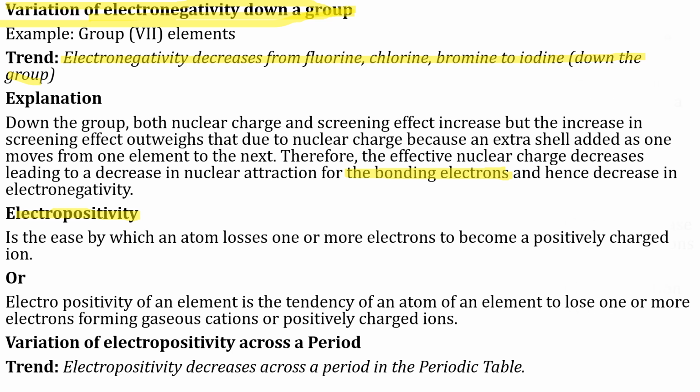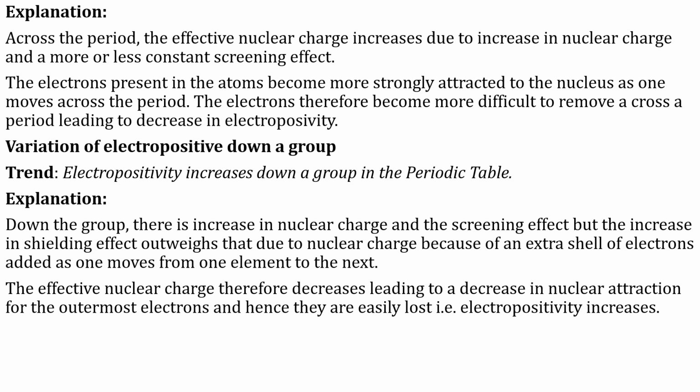I gave two definitions, and so if you are to look at explanations of electropositivity across the period, we shall explain things in the same way. Now you see things are repeating. We are talking about effective nuclear charge, we are talking about nuclear charge, we are talking about screening effect. Now these are some of the key items that shouldn't miss in your explanations. And we are seeing that across the period, effective nuclear charge. Now let's first pause the video and talk about something.